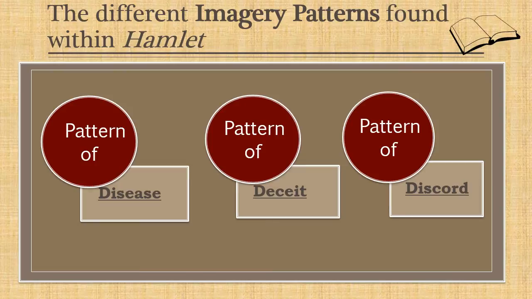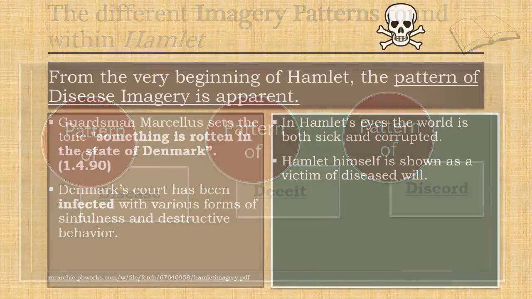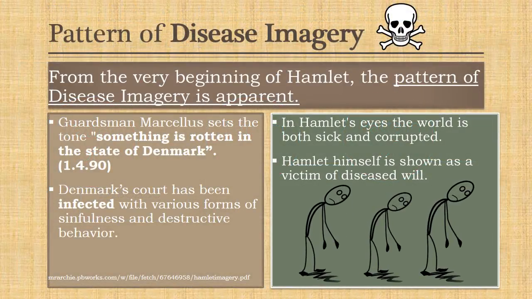The three main imagery patterns that we will look at for this lesson are the pattern of disease, the pattern of deceit, and the pattern of discord. From the very beginning of the play, the pattern of disease imagery is apparent. In the beginning of the play, the guardsman Marcellus sets the tone for the story by stating, "Something is rotten in the state of Denmark."